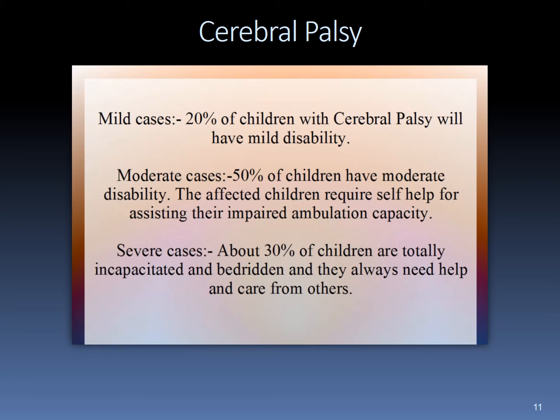Mild cases: 20% of children with cerebral palsy will have a mild disability. Moderate cases: 50% of children will have moderate disability. The affected children will require self-help for assisting their impaired ambulation capacity. In severe cases, which account for about 30% of the children with cerebral palsy, they are totally incapacitated and bedridden, and they will always need help and care from others.